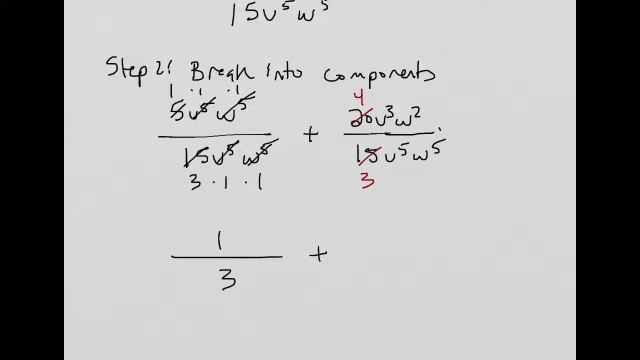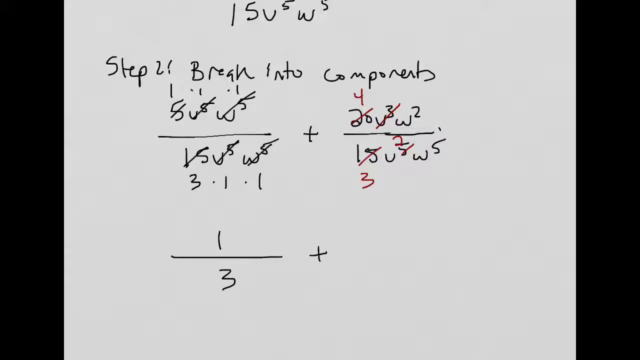If I come to my next factor, it's v. I've got 3 factors of v on the top, and I've got 5 factors of v on the bottom. Notice here I've got more v's on the bottom than I have on the top. So that means all my top v's are going to cancel, and I'm going to be left with 5 minus 3, or 2 factors of v left over on the bottom.